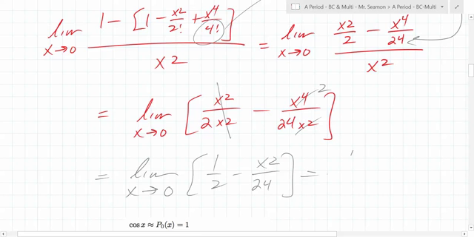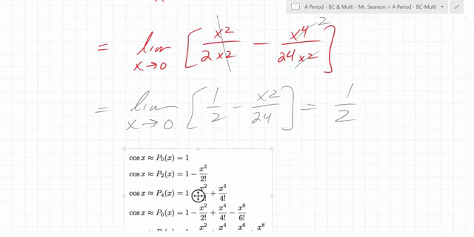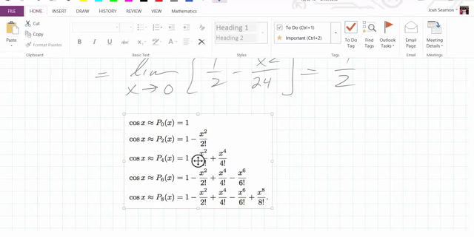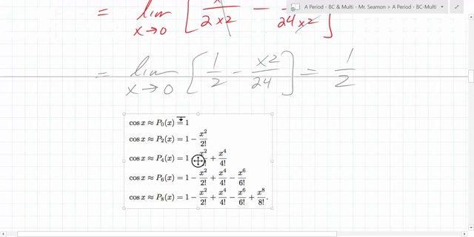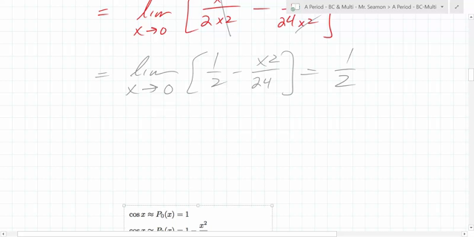What's that going to go to? 1/2. So there's a practical application of a Taylor polynomial being used to approximate a given function at a certain place. It's kind of cool. I think it's really cool.